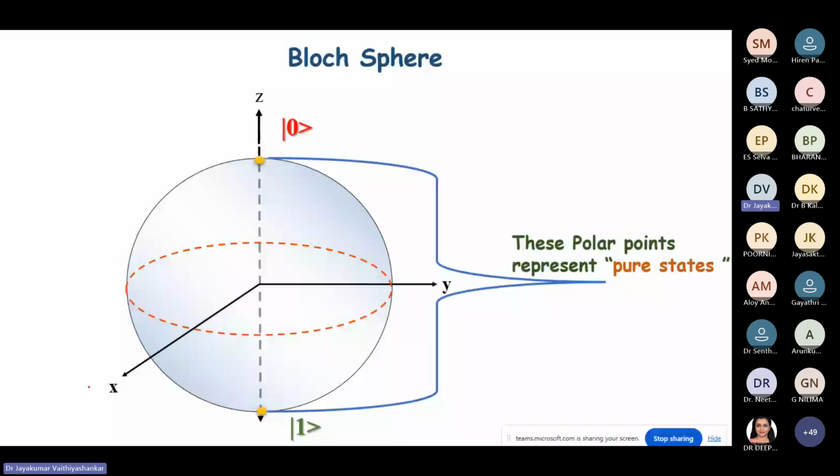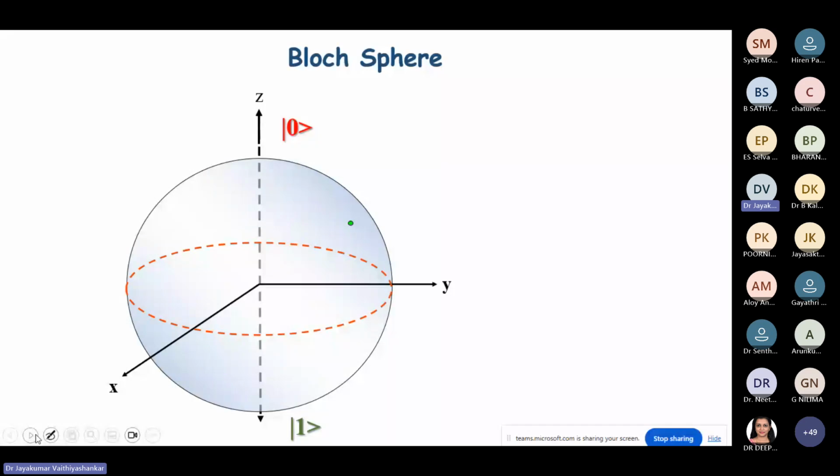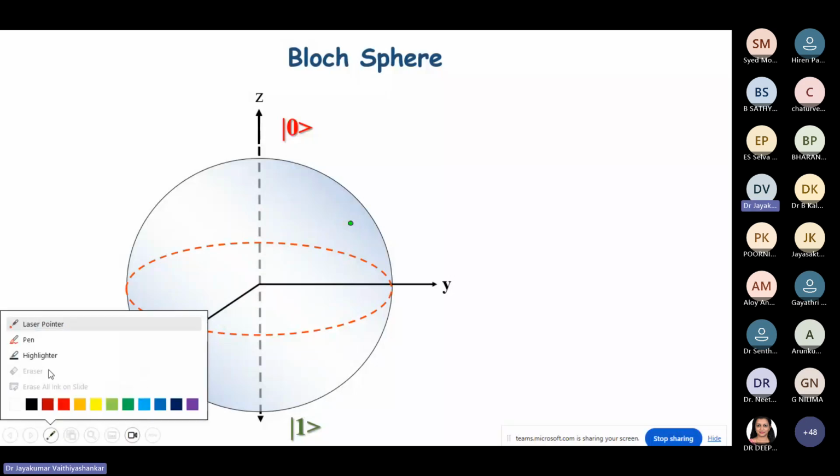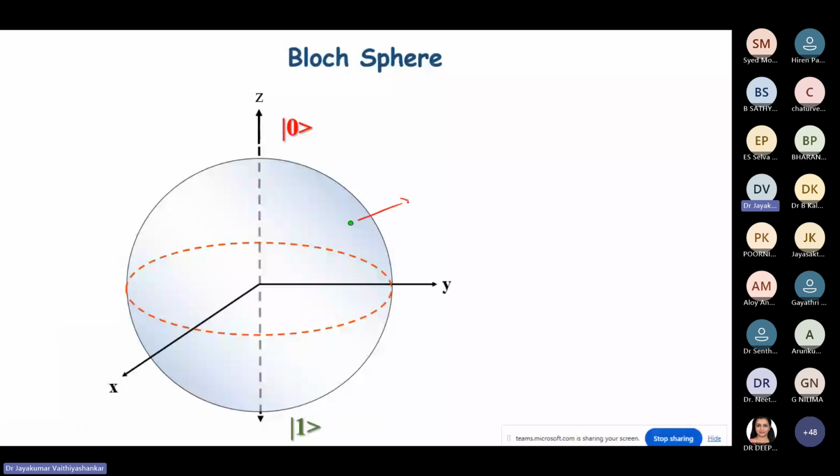So take a random point in your Bloch sphere. Imagine this green dot. Green dot represents your quantum particle. Your quantum particle could be electron, ion, photon, neutron, could be any subatomic particle. So imagine this green dot is any subatomic particle.